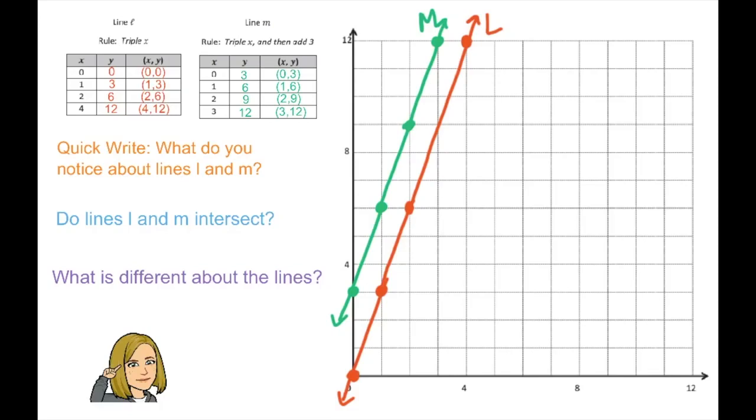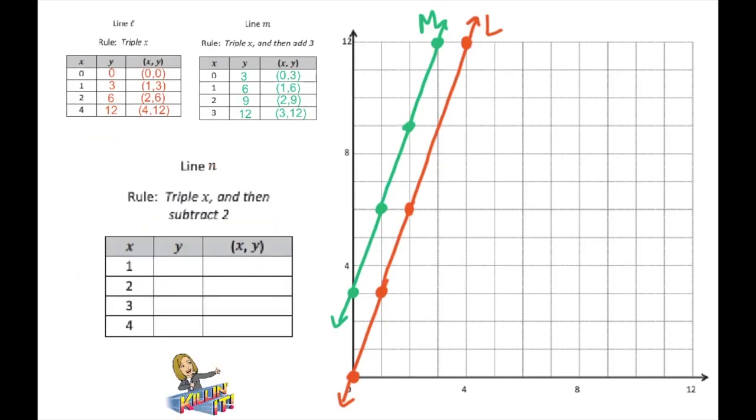Some of you notice that the points on line M are farther from the x-axis than the points on line L. You also notice that line M does not pass through the origin. So let's take a look at another mixed operation rule.